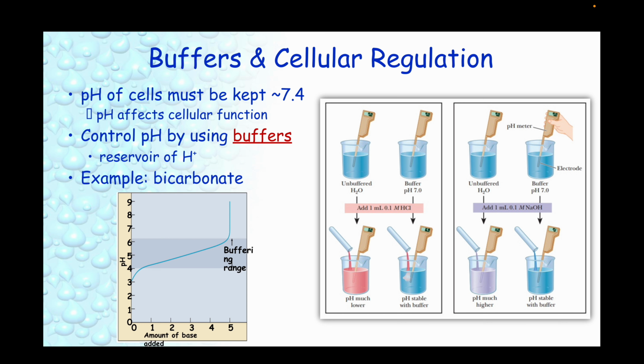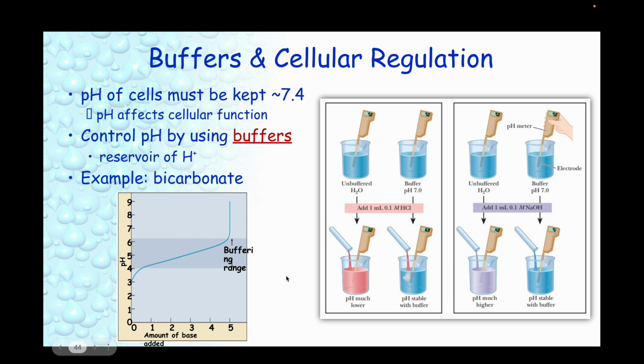Our cells need a pH of around 7.4 to function properly. Even small changes in pH can denature our proteins. We're going to talk about that in our protein structure video, but it can disrupt cellular processes. So basically, living things use a buffer system to maintain a stable pH. What buffers do is resist pH changes by either absorbing excess hydrogen ions or releasing them as needed. So for example, in bicarbonate, the more acidic something is, the more hydrogen you have, right?